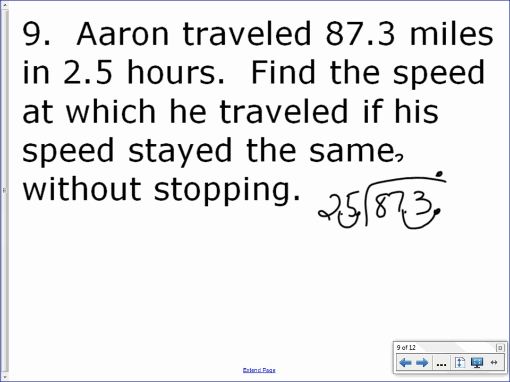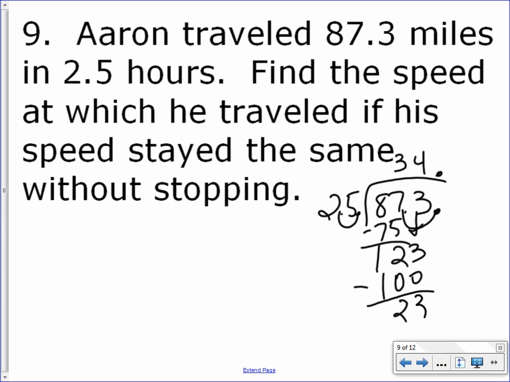25 goes into 87 3 times. This should be easy if you guys think about quarters. 25 goes into 123 4 times. 4 quarters is $1, 100 cents. And I have 23 25ths left over. Oh, no. I'm not going to do that. We're not in fractions. We're using decimals.